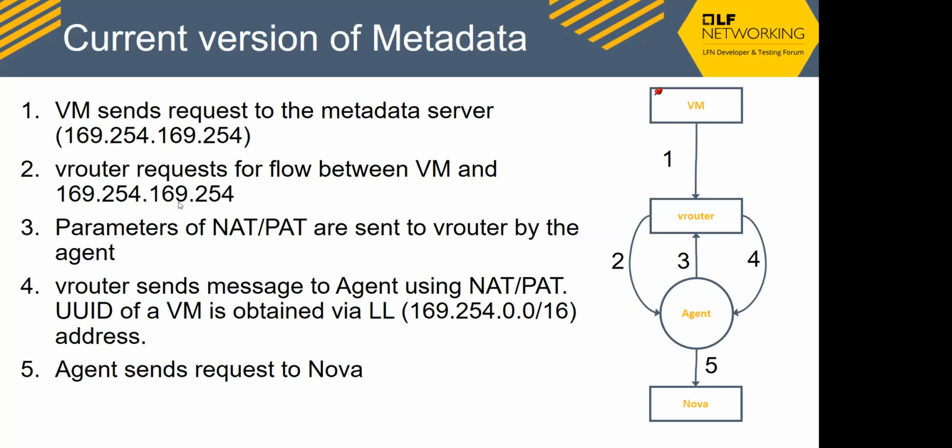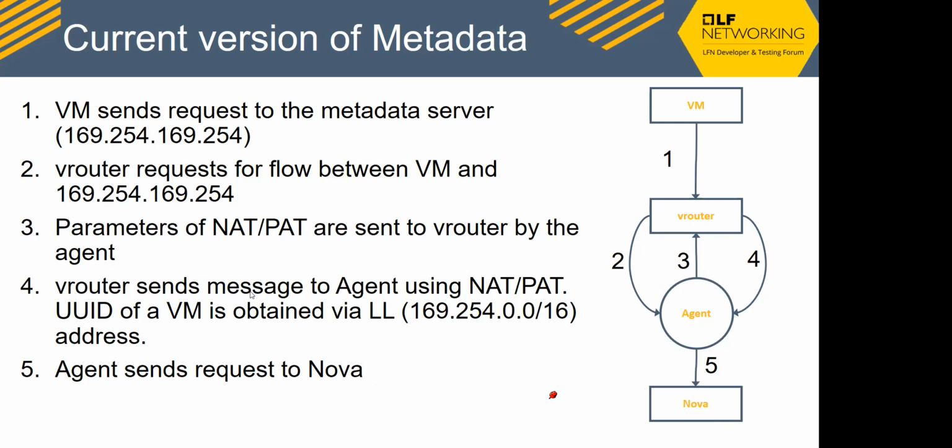This scheme is presented on the slide. We can walk through it step by step. We see that the virtual machine sends a request to vRouter. vRouter requests a flow between this virtual machine and the address of the metadata server. The agent replies with parameters of the flow, and this is actually a NAT. And this NAT is used by the vRouter to send the packet forward.